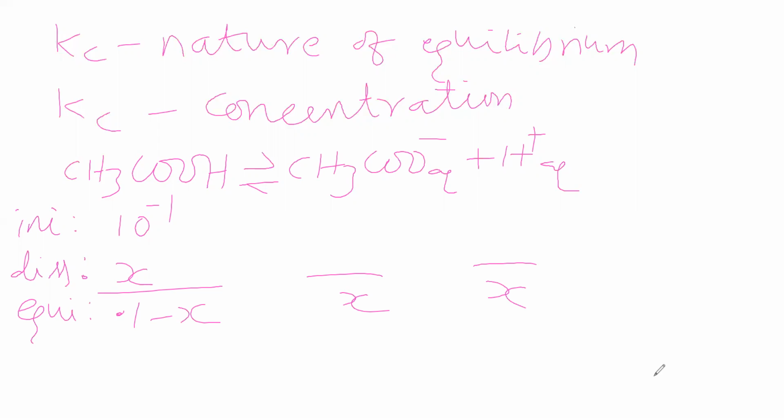Now we will find the equilibrium constant. Kc is equal to the concentration of acetate ion into the concentration of H plus ion, divided by the concentration of acetic acid, 0.1 minus x.